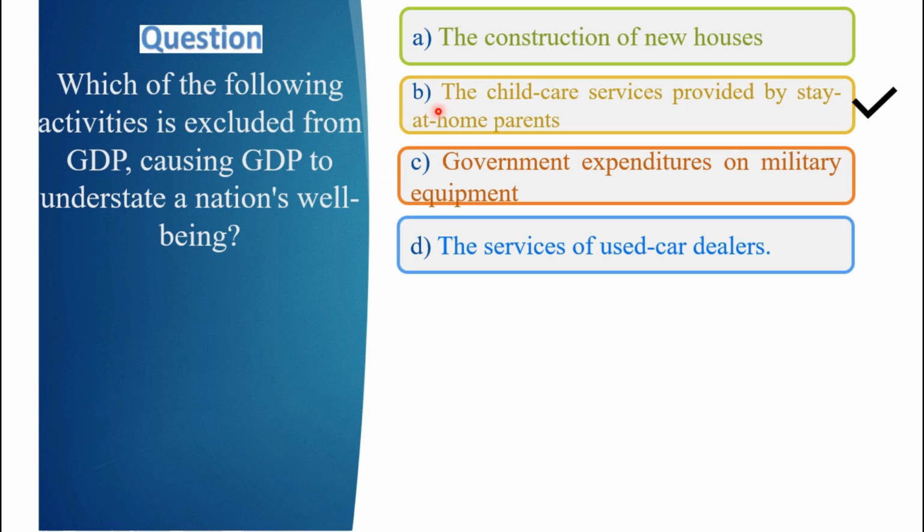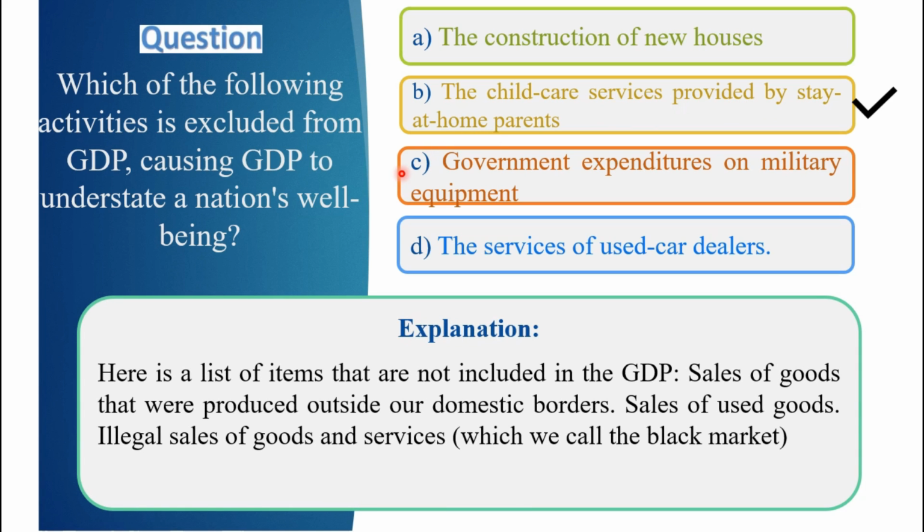And the correct answer for this question is option number B, the child care services provided by stay-at-home parents. Because here is a list of items that are not included in the GDP. And the list is sales of goods that were produced outside our domestic borders, sales of used goods, illegal sales of goods and services, which we call the black market.